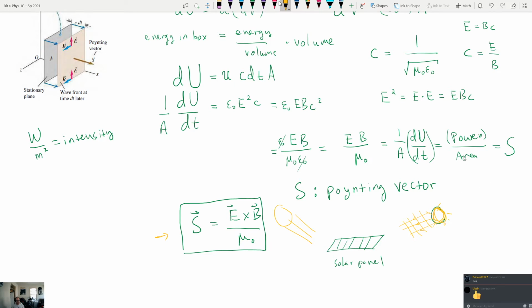It has these units of power per unit area. It's basically just intensity. That's usually the way that I think about it. Okay. All right. So I think we can do a problem now.